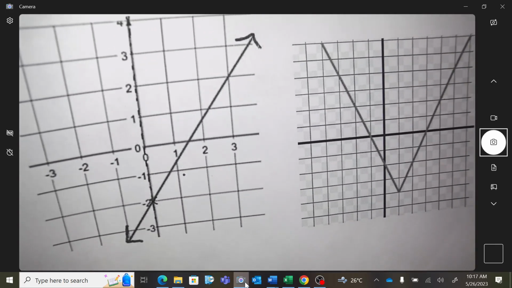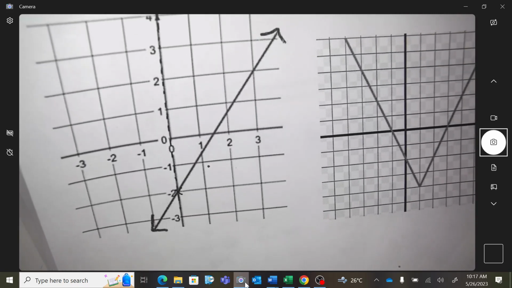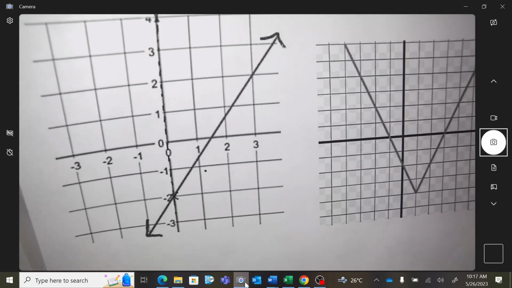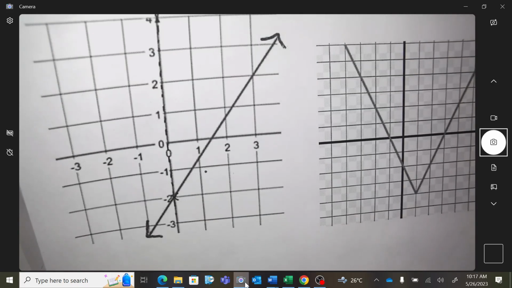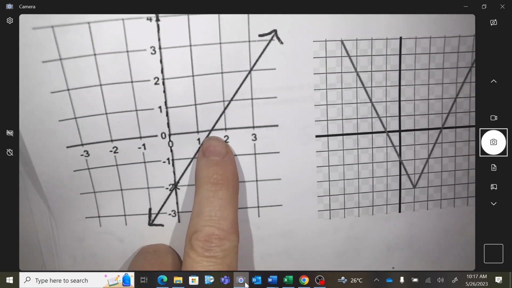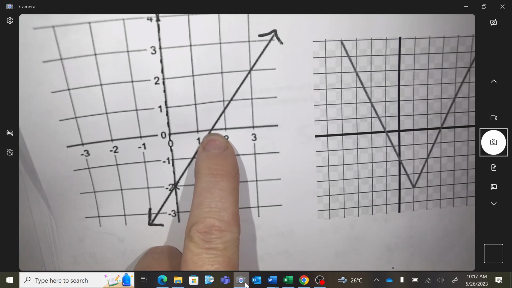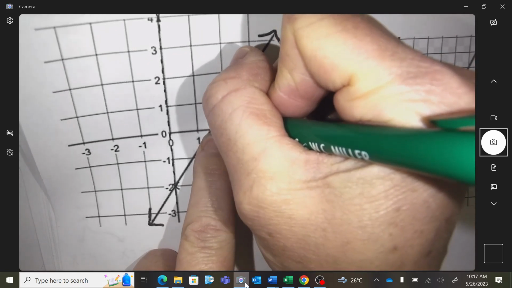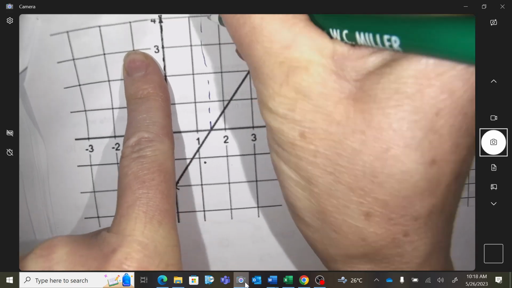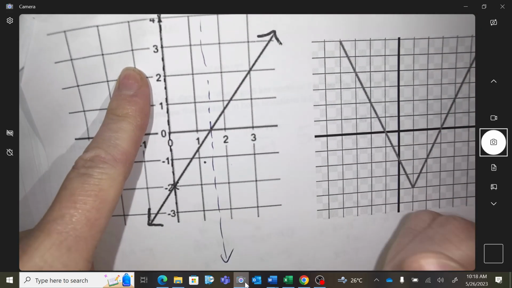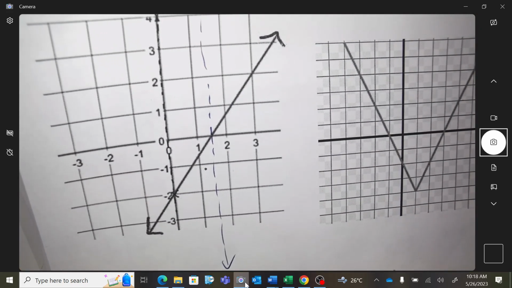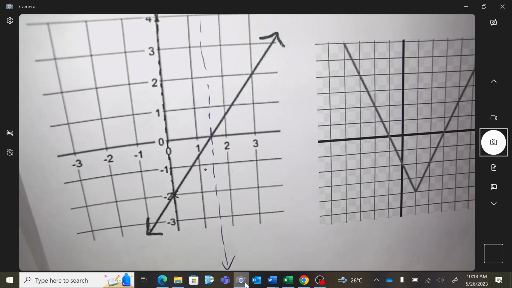Okay, step 1. Where does this graph have a height of 0? Right here. So now I'm going to draw that as a, what was the rule? Asymptote. The new height is not 0, the new height is undefined.